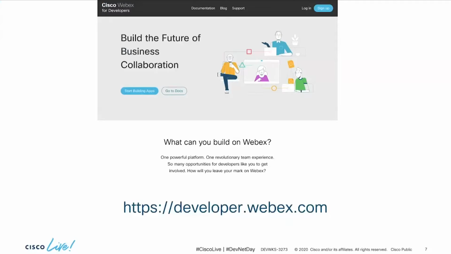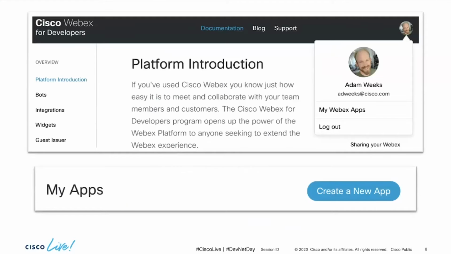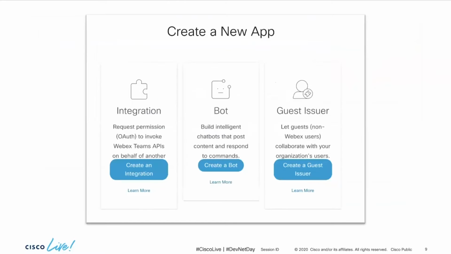To create an integration, we are going to log into the developer portal at developer.webex.com. You can log in using your Webex account. Once you get logged in, you'll need to go to the My Webex Apps page. You can get to that page by clicking on your profile picture at the top and then selecting My Webex Apps. Once you're in the My Apps page, we're going to need to click Create a New App.